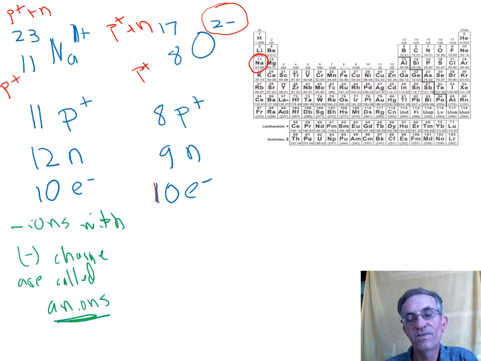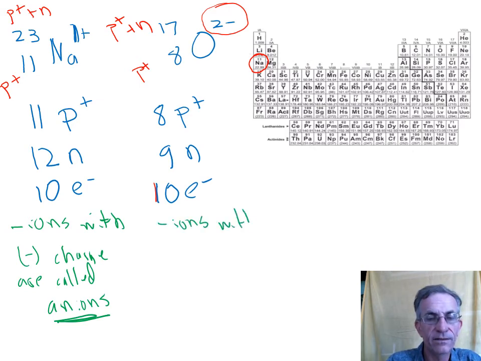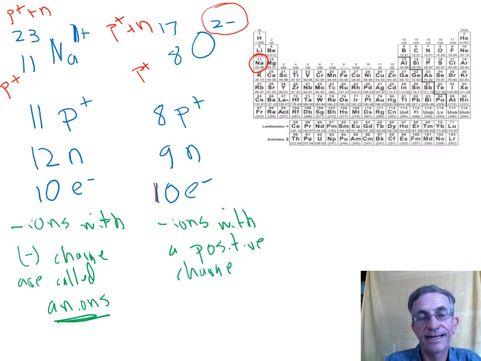And then ions with a positive charge, like the sodium. You know what? I kind of did these backwards, didn't I? Well, you get the idea. So this is an anion, right? He's got a negative charge. So that would be the oxygen. I kind of flipped them.